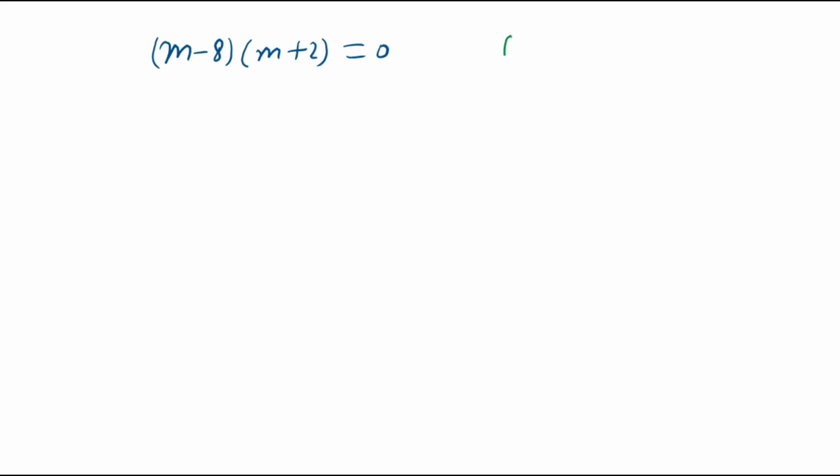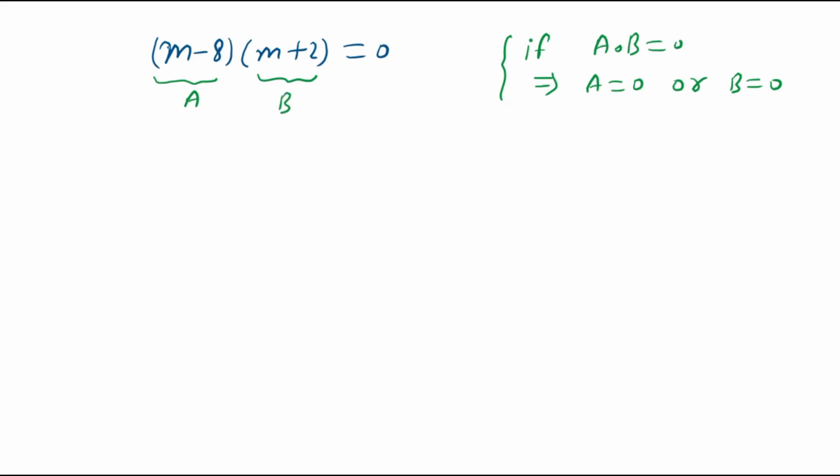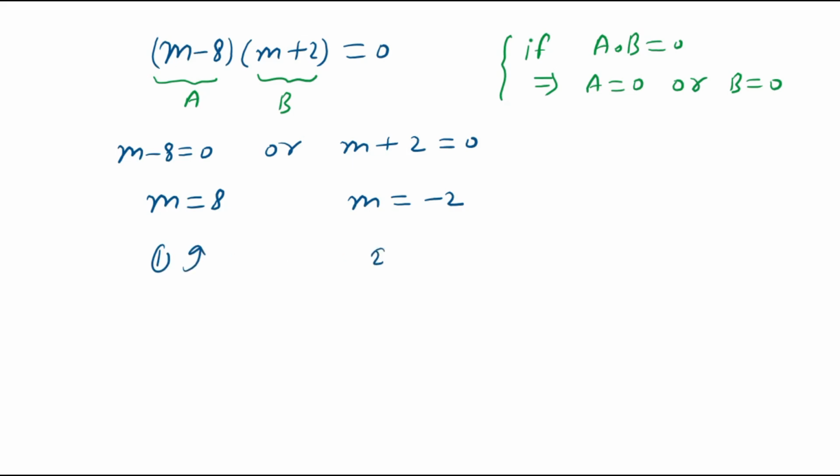Here we will apply this rule: if a times b = 0, this implies a = 0 or b = 0. If this expression is A and this expression is B, then m − 8 = 0 or m + 2 = 0. Here m = 8 and here m = −2. Let's say this is case first and this is case second.